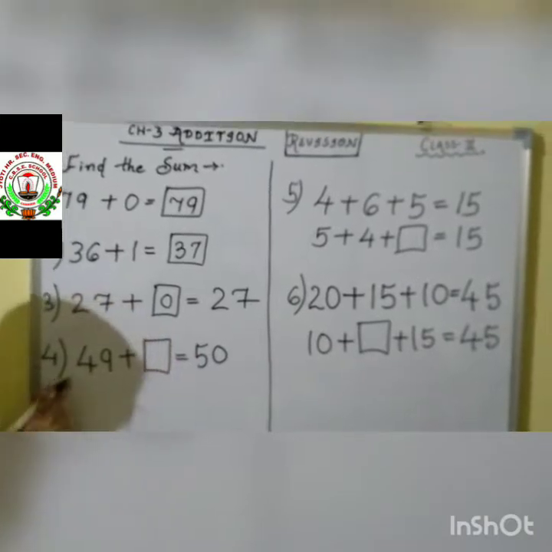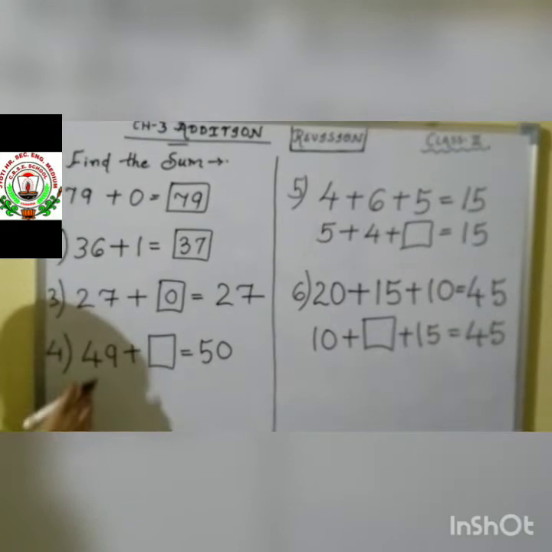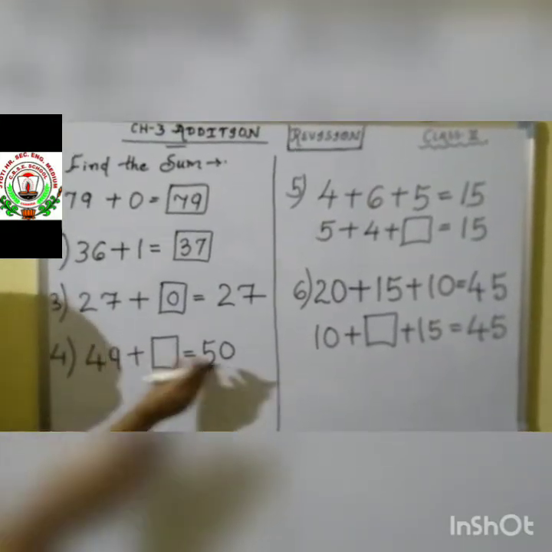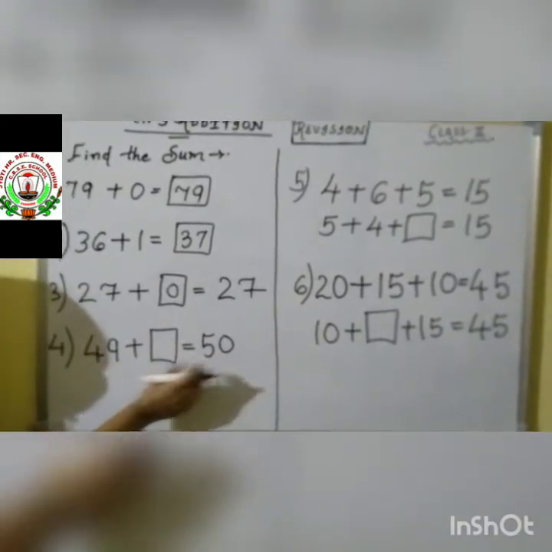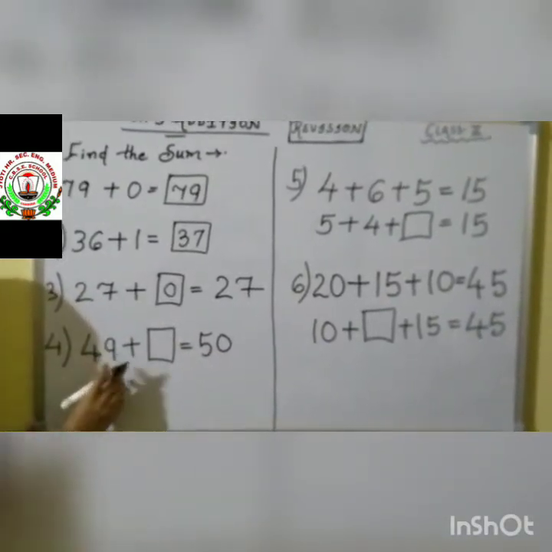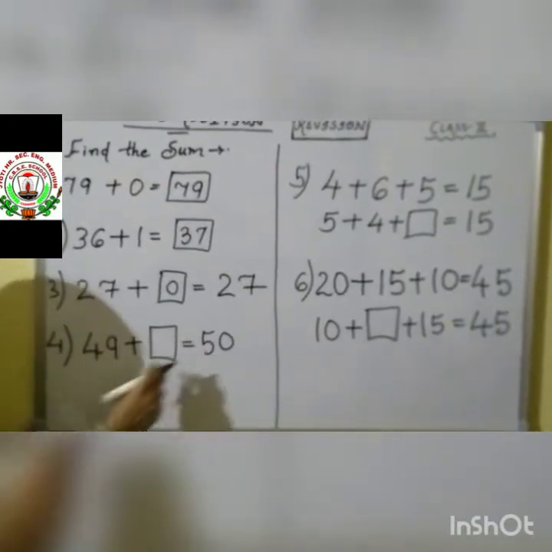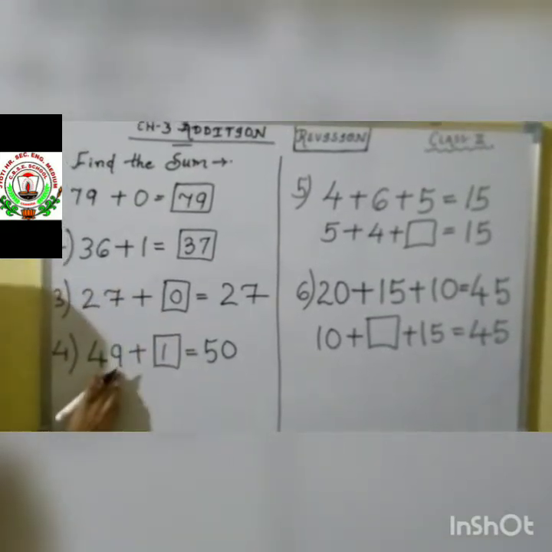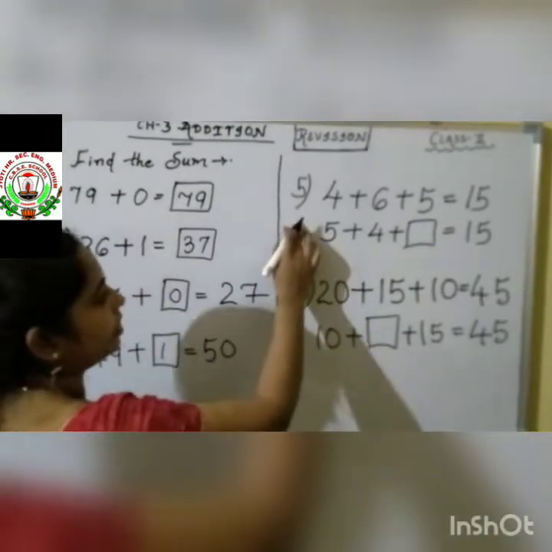Next, fourth question, 49 plus blank equals 50. Tell me children, 49 was the first number, something should be added to it, and then we get the answer as 50. 50 is greater than 49, yes? So something is added to 49 to get 50. Can you tell me? Yes, 1. If we add 1 to 49, we get the answer as 50. Okay.